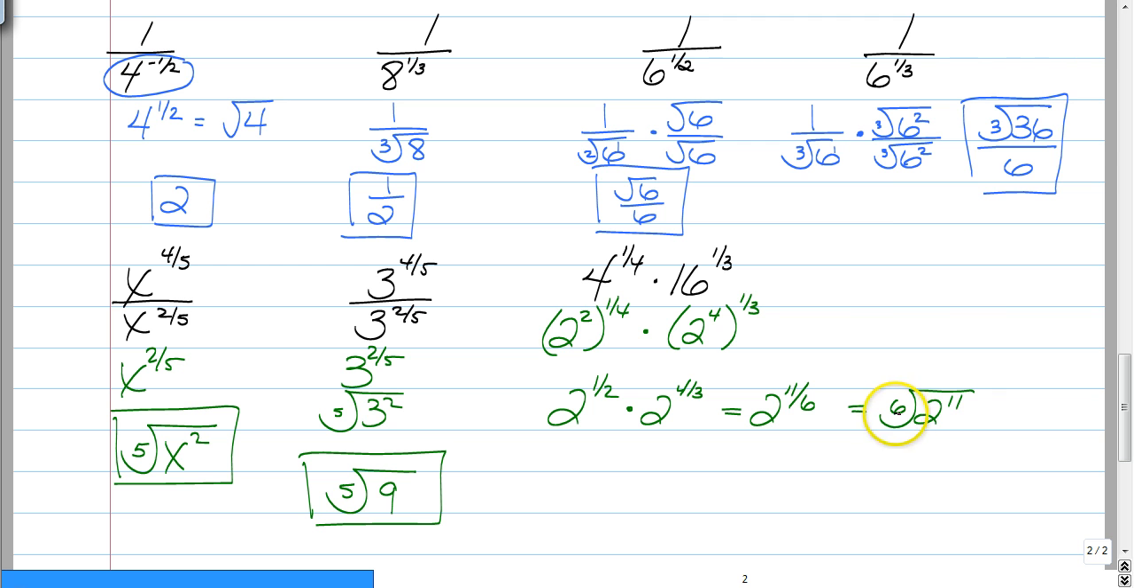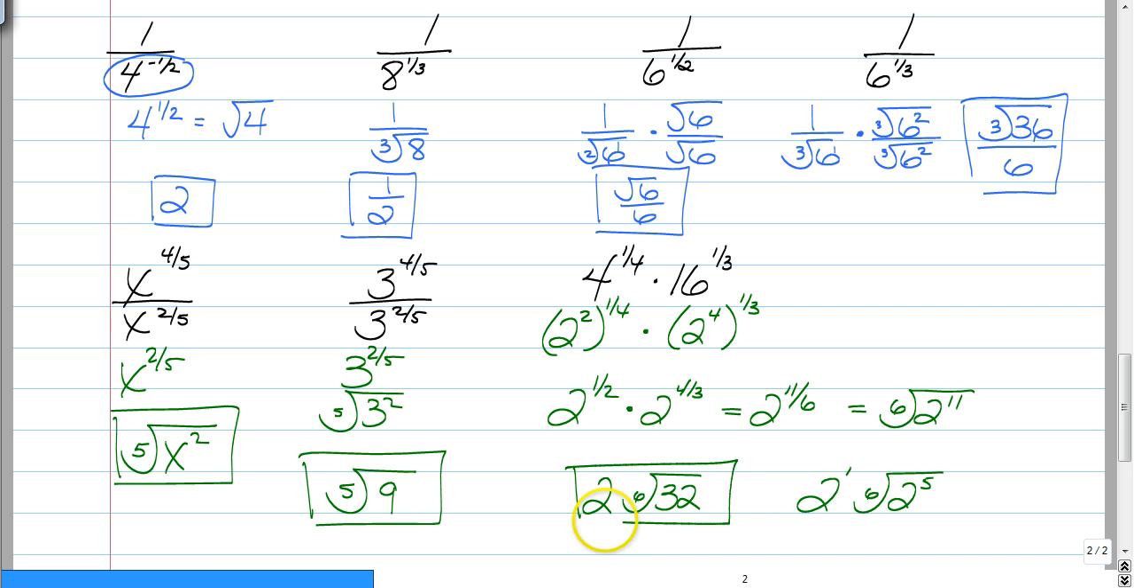Wait, how many times can 6 go into 11? 1 time with a remainder of 5. So you need to pull out a 2. And you have to leave 5 more inside. So your final answer is actually 2 times the 6th root of 32. Now that was an example of one where you just have to keep on going, following all rules until you get to the very end.